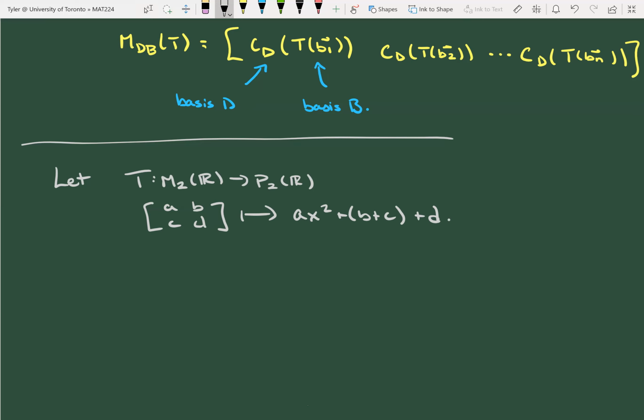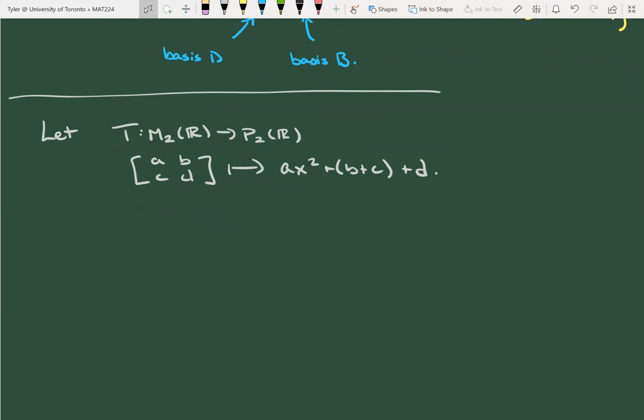So kind of the interesting thing that's going to happen is we're mapping from R4 to R3. And so what it's going to do is it's going to take the off diagonals, add them, and put that in terms of the x, okay? And let's use the following bases. All right, so I'm going to choose a non-standard basis for B.